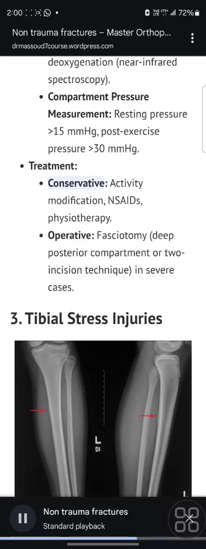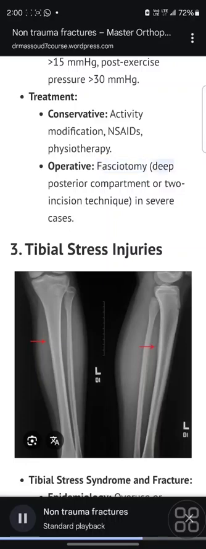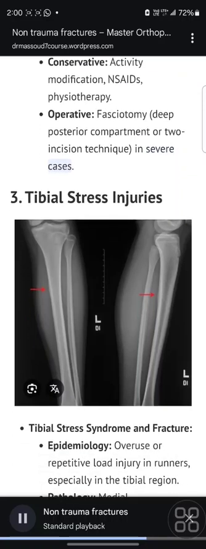Treatment. Conservative: activity modification, NSAIDs, physiotherapy. Operative: fasciotomy, deep posterior compartment or two-incision technique, in severe cases.